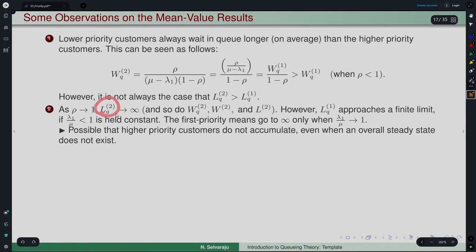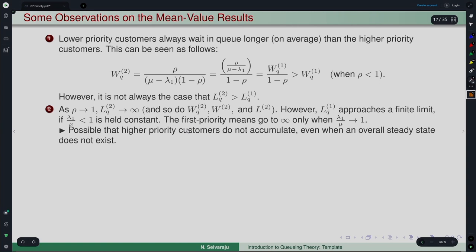Now, the second observation is that as rho tends to 1, your LQ2 tends to infinity, and so do all other quantities connected with the lower priority customers. However, as long as lambda 1 by mu, which is less than 1, is held constant, LQ1 would approach a finite limit. You may wonder how you keep this constant: by adjusting the rates, as rho tends to 1 this can happen with lambda 2 tending to infinity, or if mu changes, then lambda 1 gets adjusted to keep this constant. In whichever way, if this is held constant, then this will approach a finite limit.